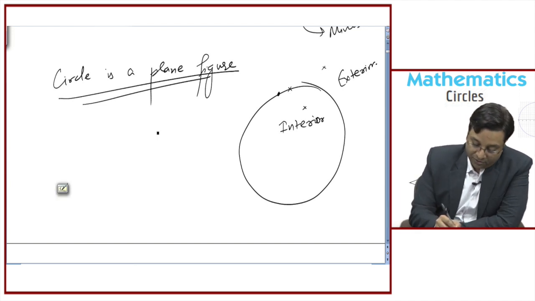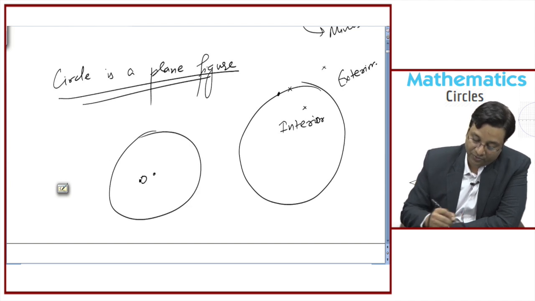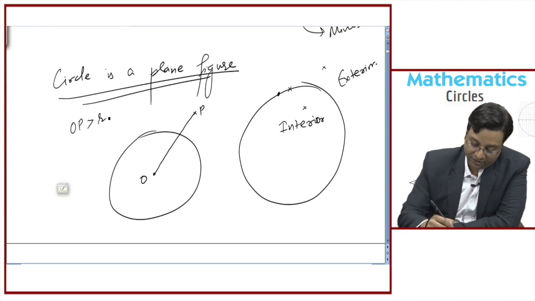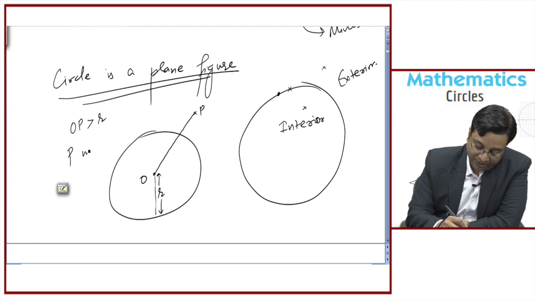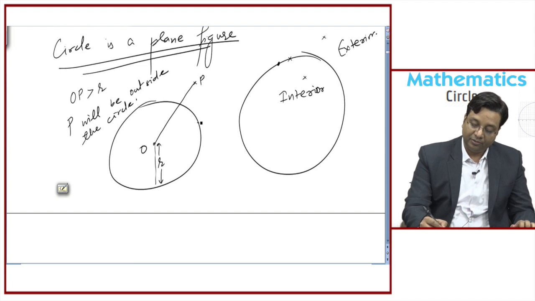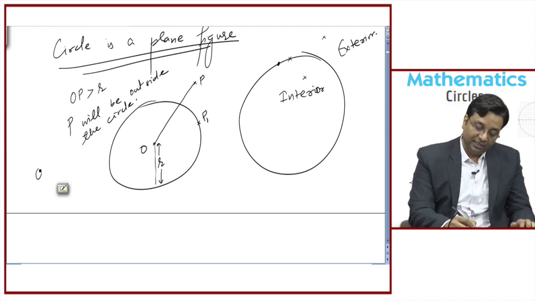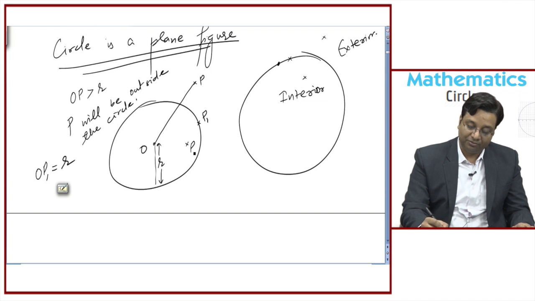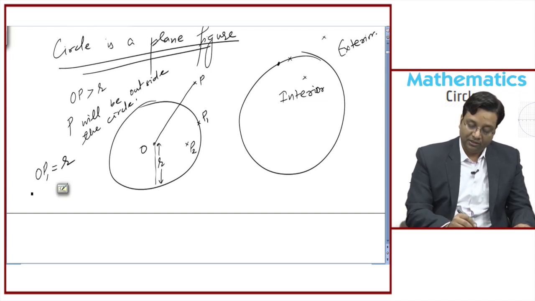How will we find out? Let us say this is the center O. If I have any point P, and the distance OP is greater than R, where R is the radius of the circle, then P will be outside the circle. Let us take another point P1. If it is on the circle, then OP1 will be equal to R. And for another point P2, OP2 will be less than the radius.